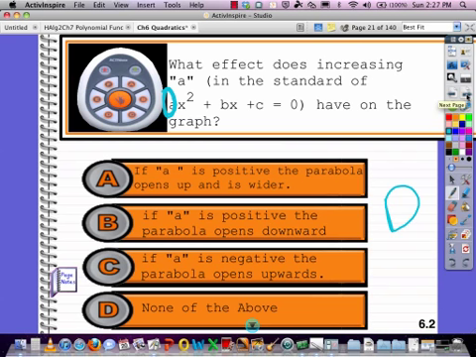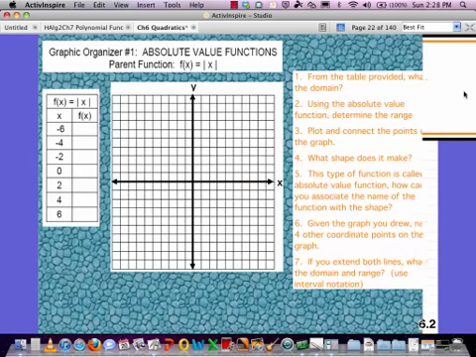If A was positive, the parabola opens up and is wider. It's not wider, it's skinnier. Okay, so D should be our choice. And this one's just if A is positive, the parabola opens downward. No way, that's bad. If A is negative, the parabola opens upward. Bad. So none of the above should be your answer. So another observation. Good job.